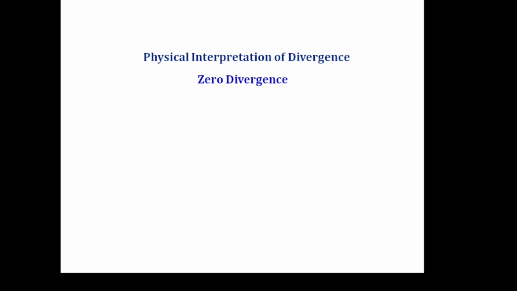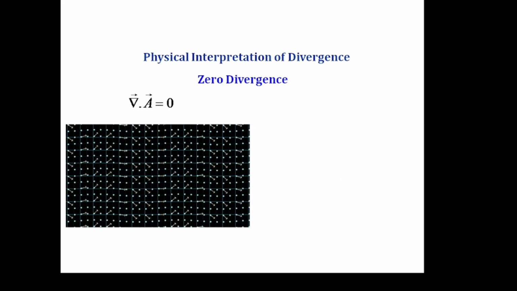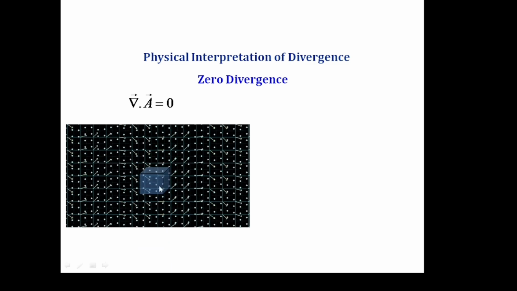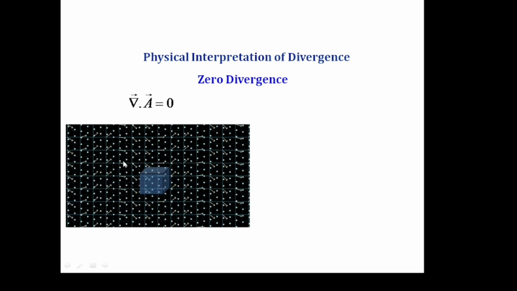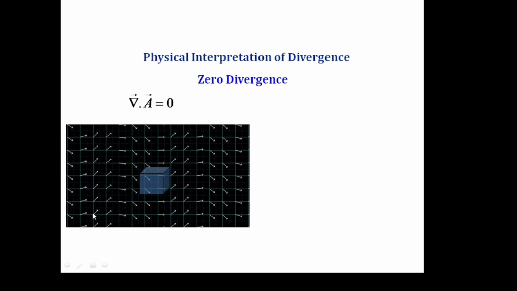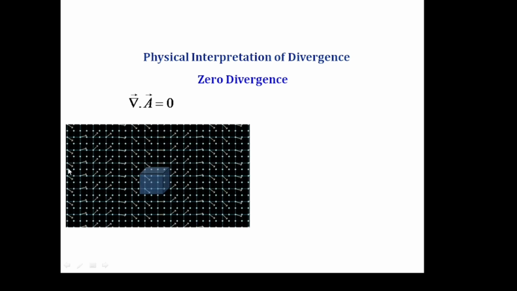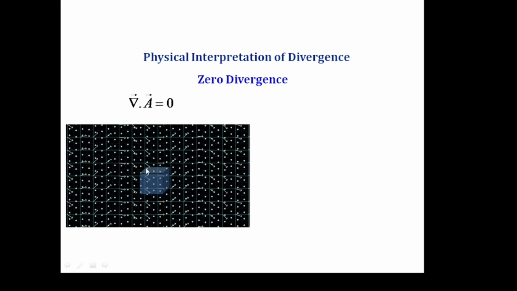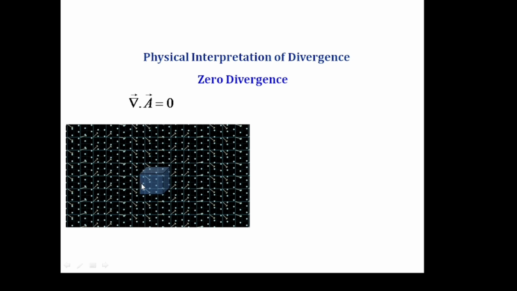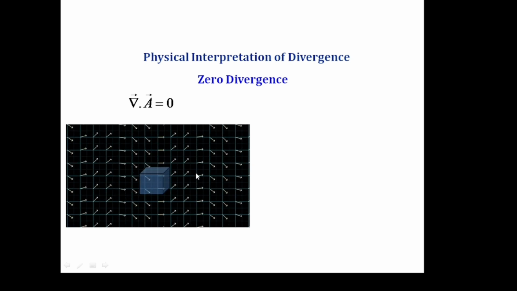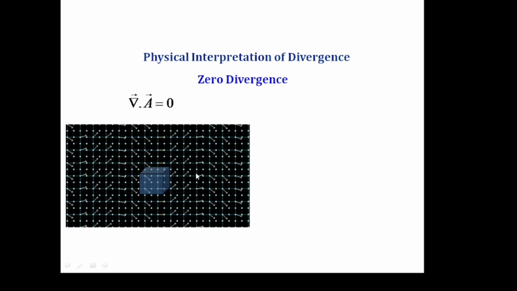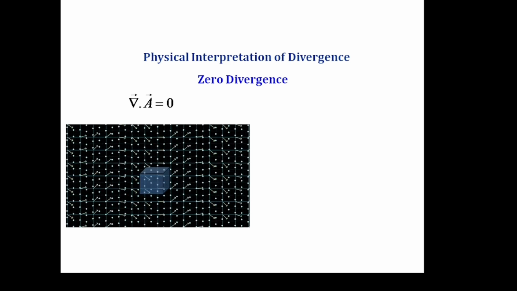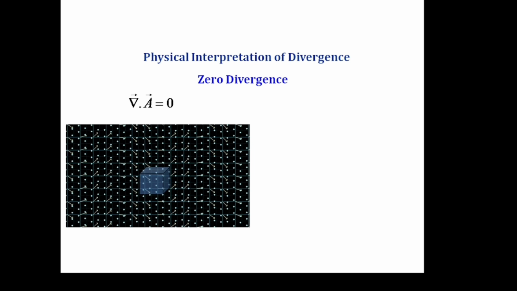Now what is zero divergence? Zero divergence means when the answer is del dot A equal to 0. So suppose the water is flowing in any container, and the inflow and the outflow are the same. So if we place one box here, where inflow and outflow are equal, then the change in flux or change in flow will be 0. So that means divergence of this vector will be 0.